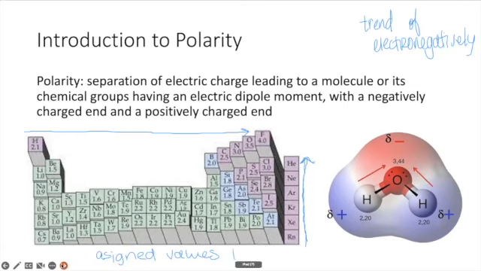We've assigned values to the electronegativity, and I'm abbreviating electronegativity as EN. So, like we talked about earlier, electronegativity is basically saying how bad you want those electrons.